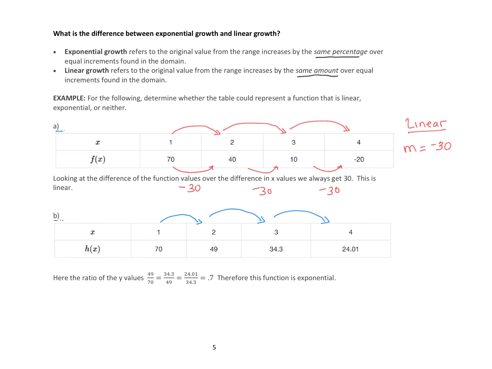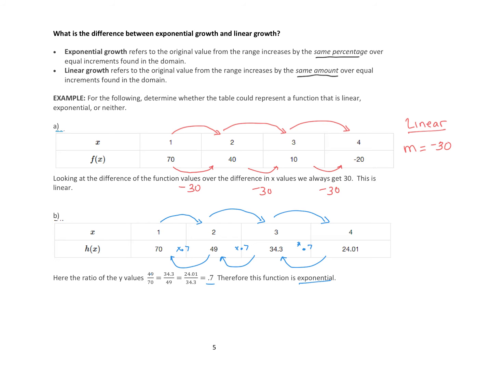So what we notice here is that if I divide, in this case, 49 by 70, that was 0.7. 34.3 divided by 49 was 0.7. 24.01 divided by 34.3 was also 0.7. And what we're saying is if we multiply 70 times 0.7, we'll get 49. Multiply by 0.7, so each one is essentially 70% of the previous one.